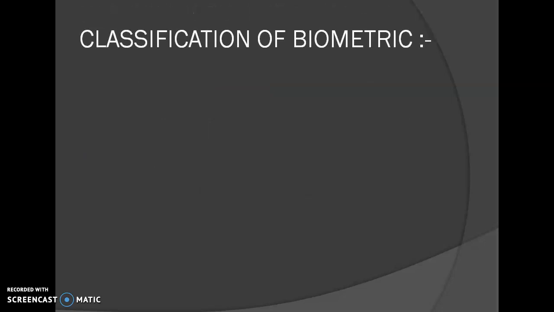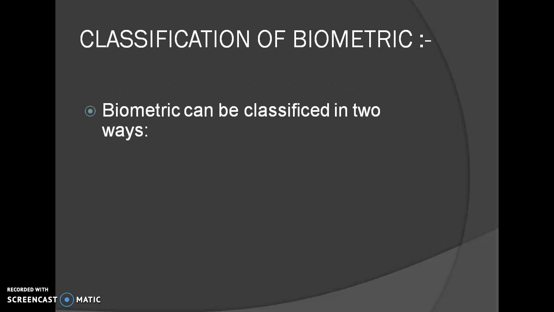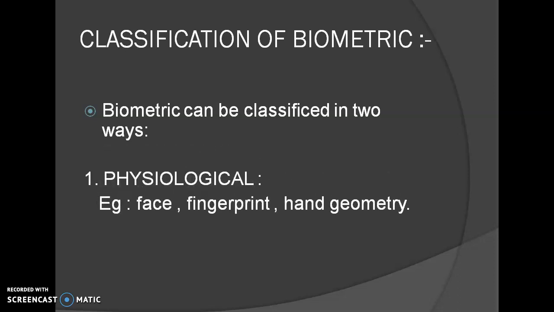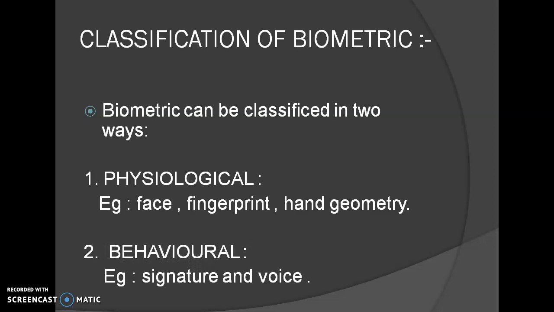Now we see the classification of biometric. Biometric can be classified in two ways. First is physiological. For example, face, fingerprints and hand geometry are examples of physiological biometric. Second one is behavioral. For example, signature and voice are examples of behavioral biometric.